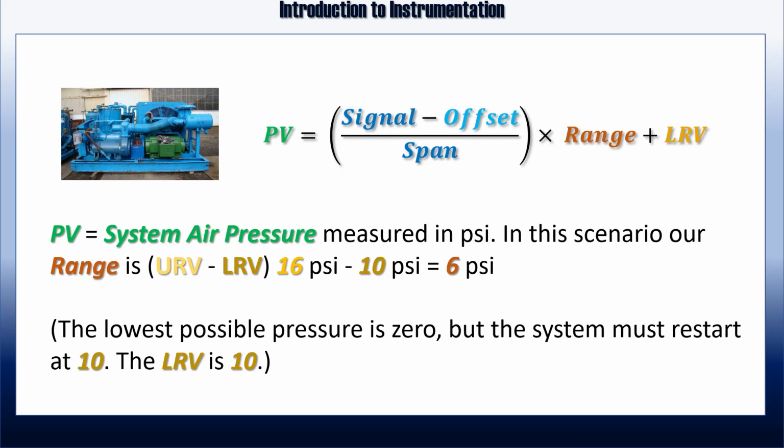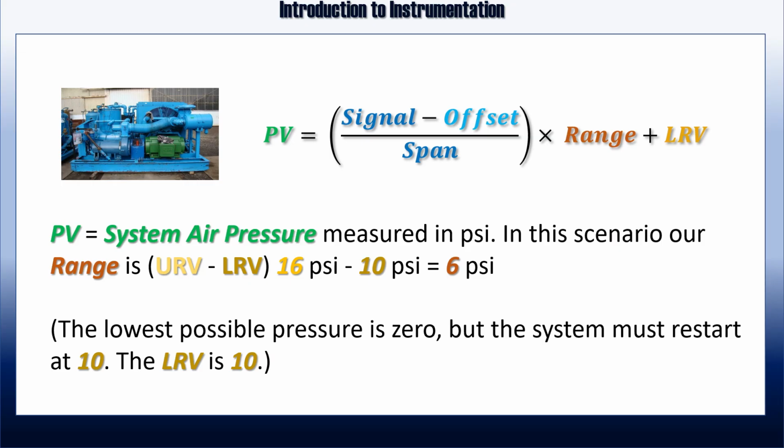All right, let's start sorting out some of these numbers so we can plug them into our formula. The process variable is the system air pressure that's generated by the compressor, and it's measured in pounds per square inch of pressure. In this scenario, our range is our upper range value minus our lower range value. We'd like to have 16 psi all the time, but that will drop as system requirements demand. That's normal. But when it gets down to 10, it has to start up. So 16 take away 10 gives us a range of only 6 psi.